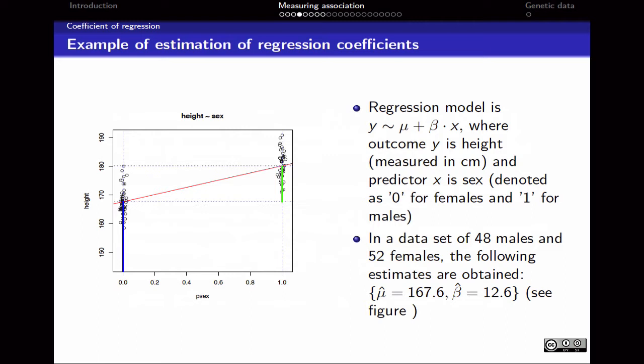The following estimates are obtained. The intercept is 167.6 and the estimate of beta is 12.6. My question is, can you interpret these values? What is this 167.6 and what is this 12.6? What is the physical meaning of this?